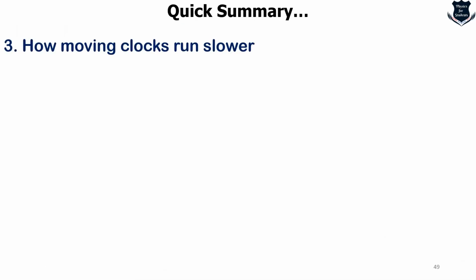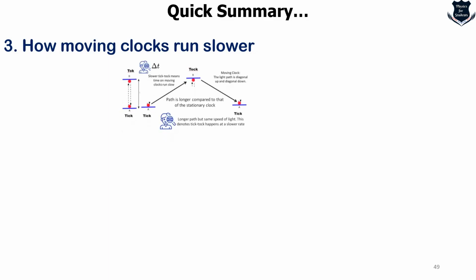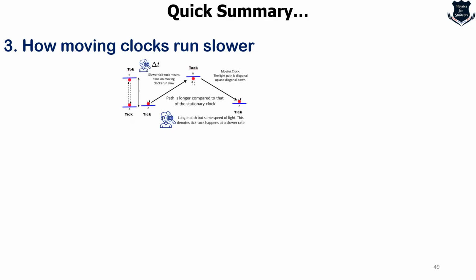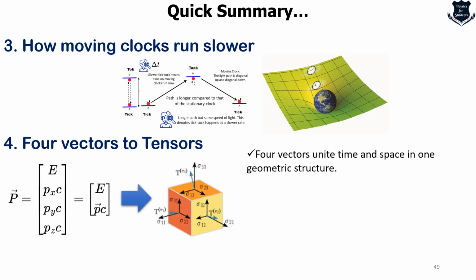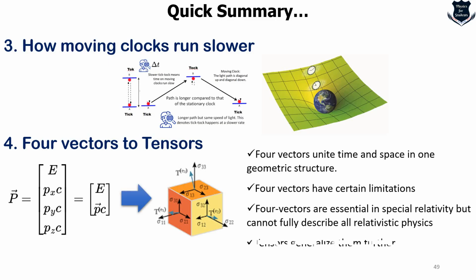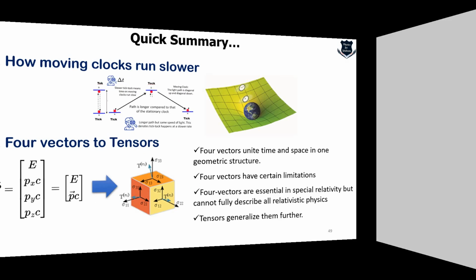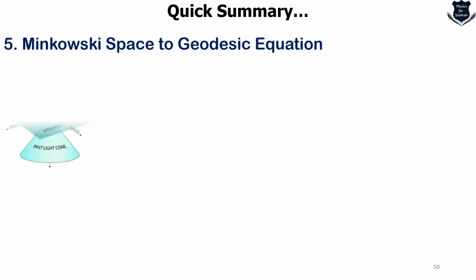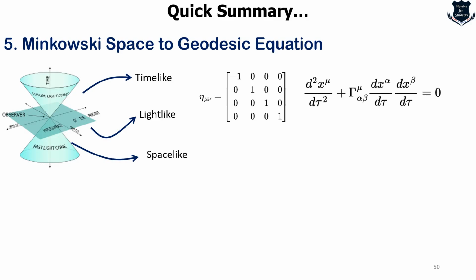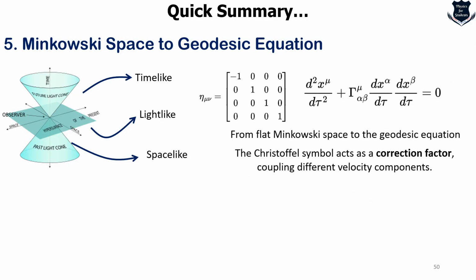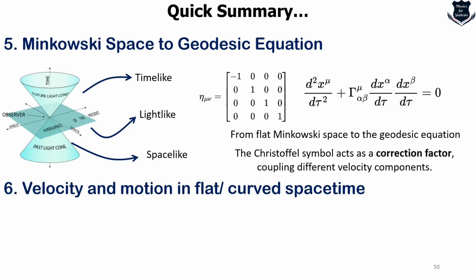Then we learned how moving clocks run slower, and we learned it nicely with the usage of what is called the light clock going up and down, tick-tock. Also, in the case of a highly gravitating object, time runs slow. We have seen how four-vectors get generalized to tensors because they have certain limitations, and tensors generalize in a complete way where they also transform under generalized coordinates. We also saw Minkowski space, which leads to three types of intervals: time-like, light-like, and space-like. This metric gets further generalized into the geodesic equation, where the Christoffel symbols come in as a correction factor.